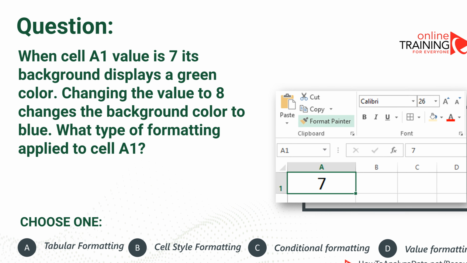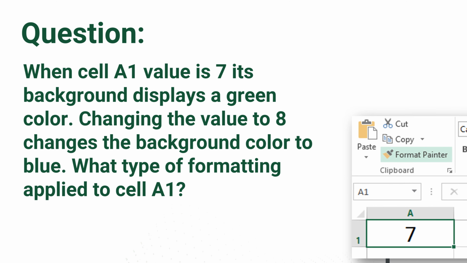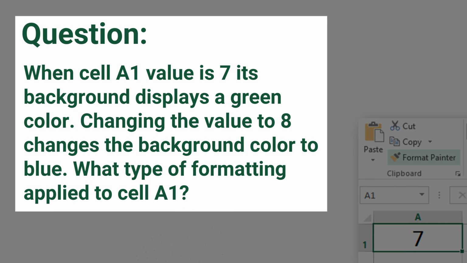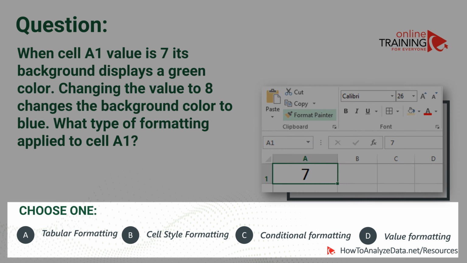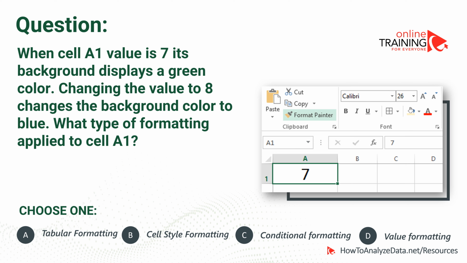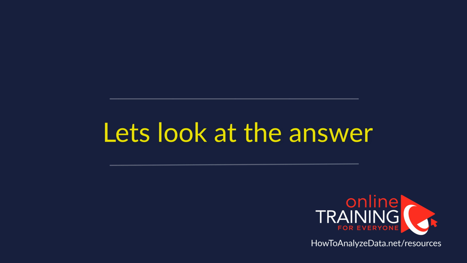Here's the question that tests your knowledge of Excel's features and functionality. When cell A1 value is 7, its background displays a green color. Changing the value to 8 changes the background color to blue. What type of formatting applied to the cell A1? And there are four choices: tabular formatting, cell style formatting, conditional formatting, and value formatting. What do you think is the right choice? Which one would you choose?